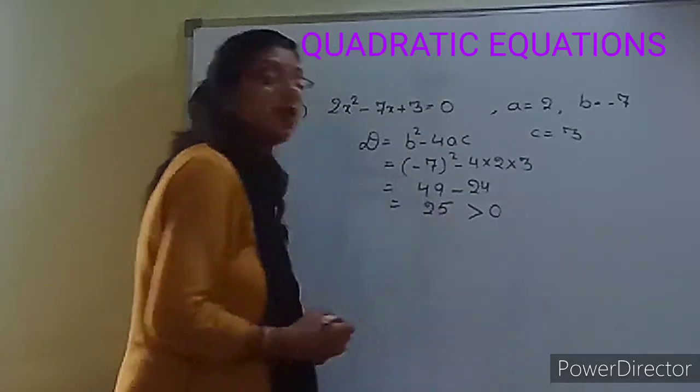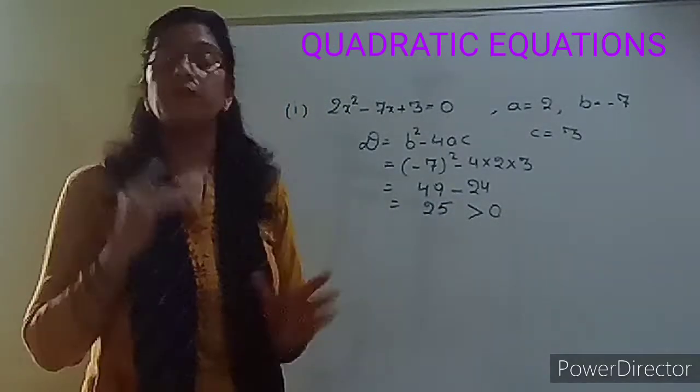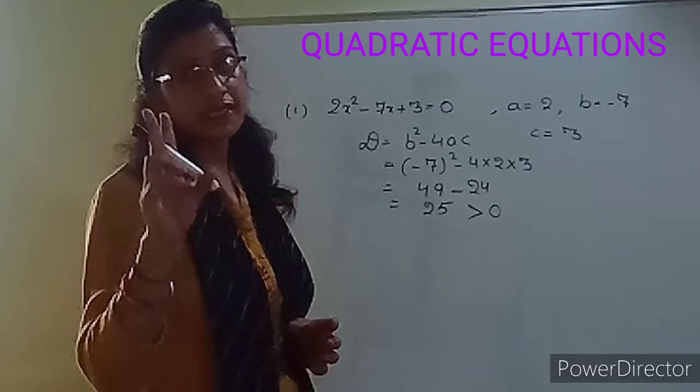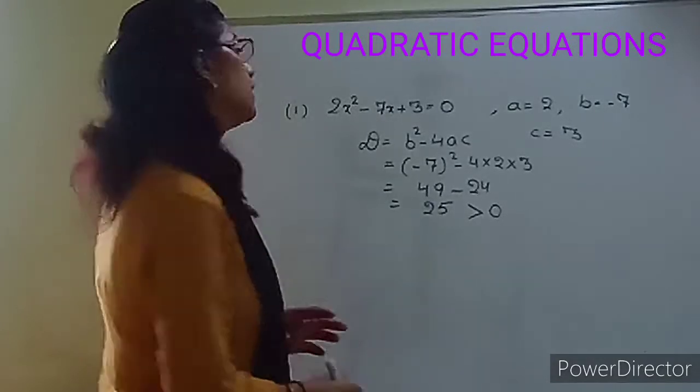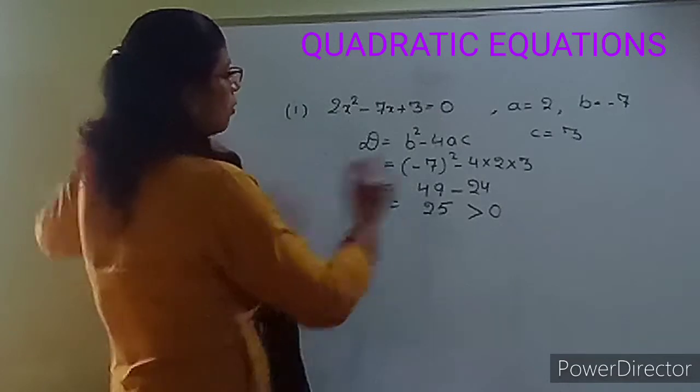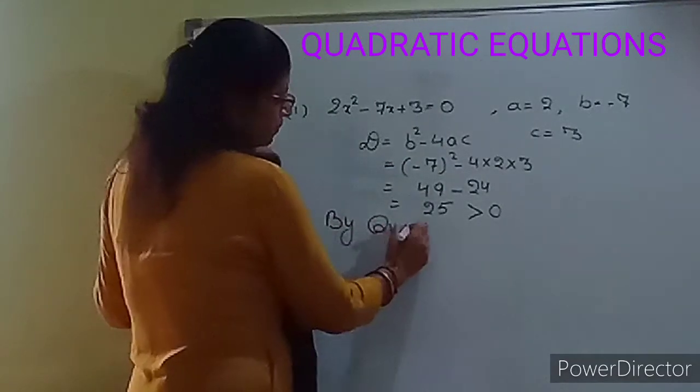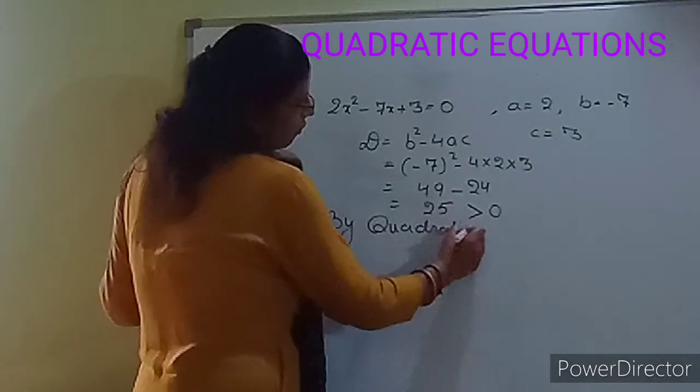So what does this mean? How many roots will you get? Which type of roots will you get? You will get real roots. Two distinct real roots. Okay, distinct and real roots. So now I am finding by the quadratic formula. Okay, quadratic formula.